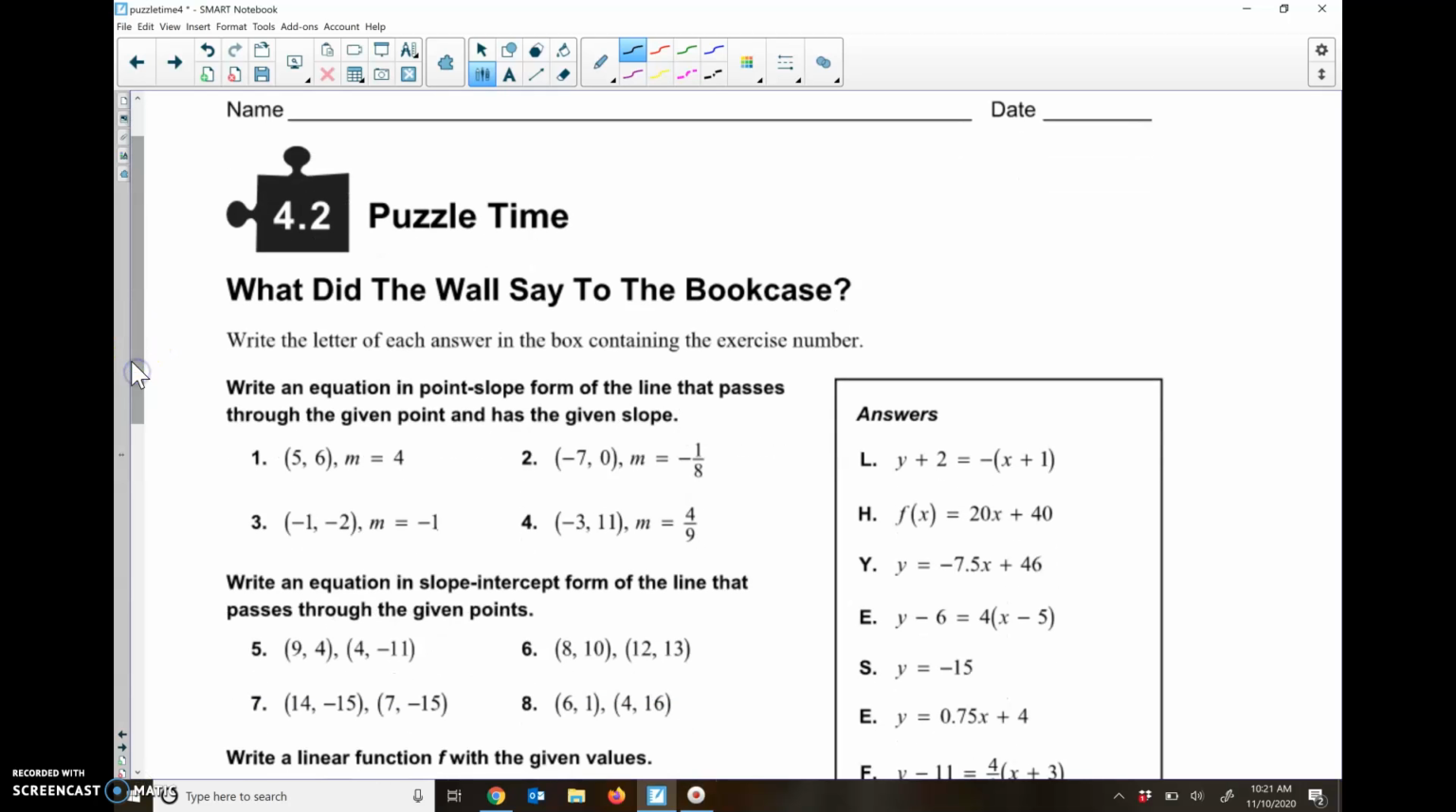All right, so here we're talking about point slope, remember? So kind of like the lesson I did yesterday, or earlier today, sorry. The first couple are just writing it out.